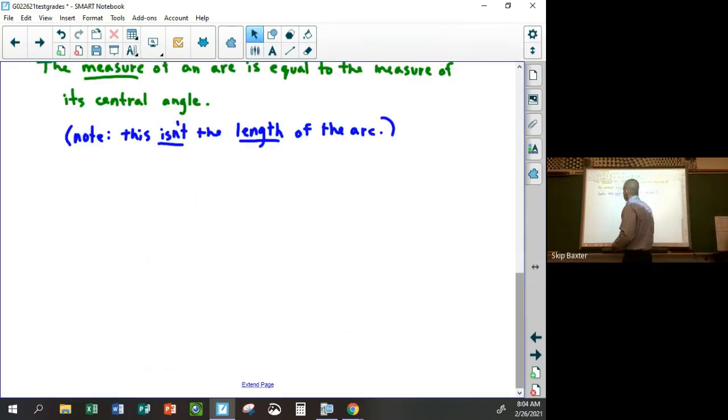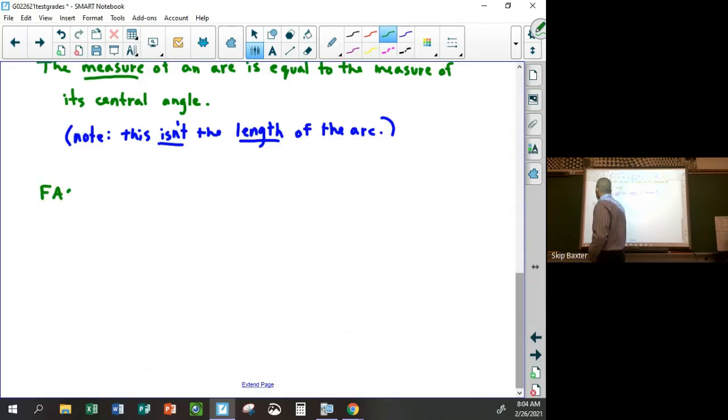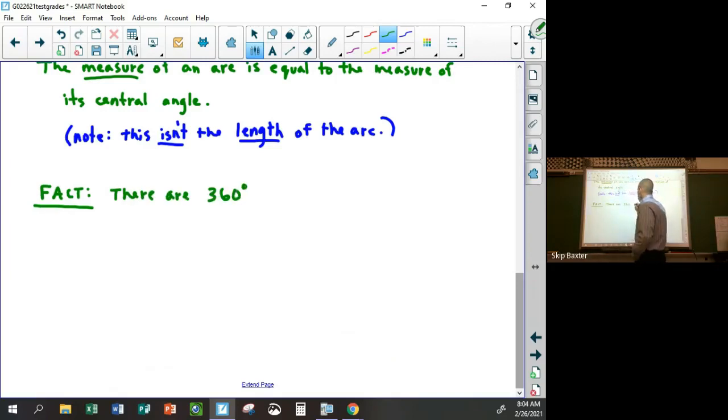So if the measure of an arc is equal to the measure of its central angle, how many degrees worth of arcs are there in a circle? Yeah, 360, because there's 360 degrees worth of central angles, so there has to be 360 degrees worth of arcs. That's an important concept. There are 360 degrees worth of arcs in any circle.